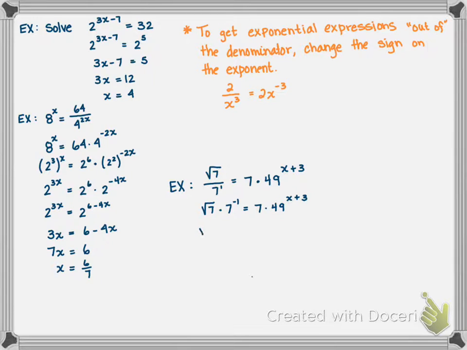So this square root of 7 times 7 to the negative 1 equals 7 times 7 squared to the x plus 3. Ryan, what do you want to do next? Can you make the square root of 7 to the 1/2? Yep, absolutely. And that's the other place where it's easy to get a little bit stuck, is with radicals, because they don't look like exponents.